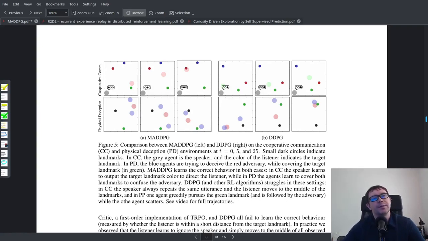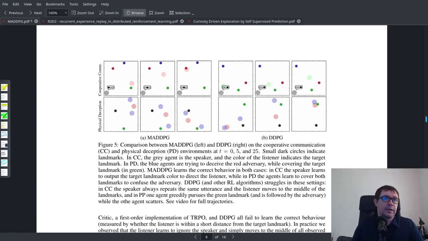And you can see in the rightmost one for MADDPG, you have both of the cooperating agents almost converging on the two landmarks. They're there to prevent the adversary from approaching those two particular landmarks. So this is best case scenario. This is a clear example of cooperation, and it's something I do see in my own training.